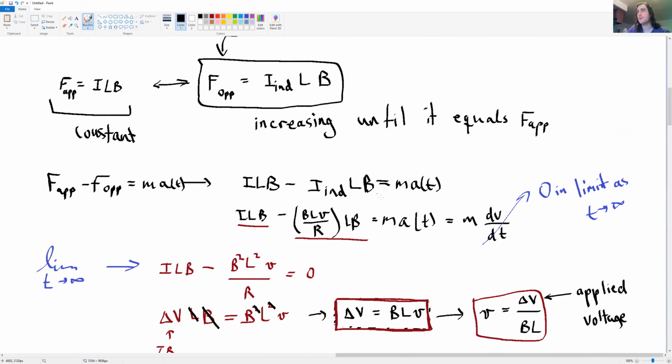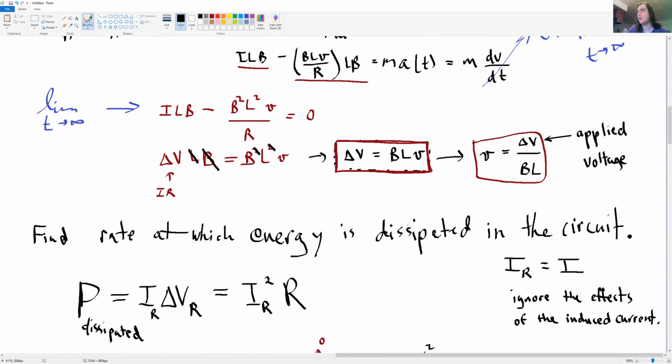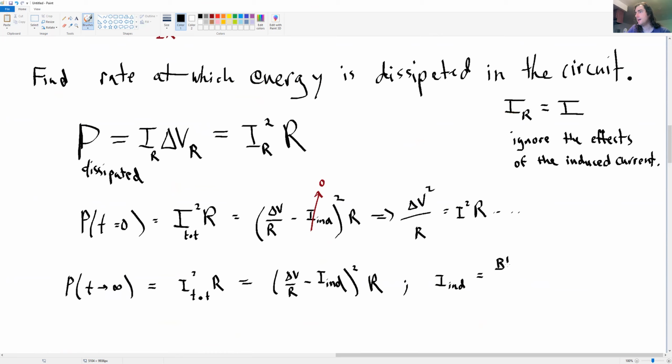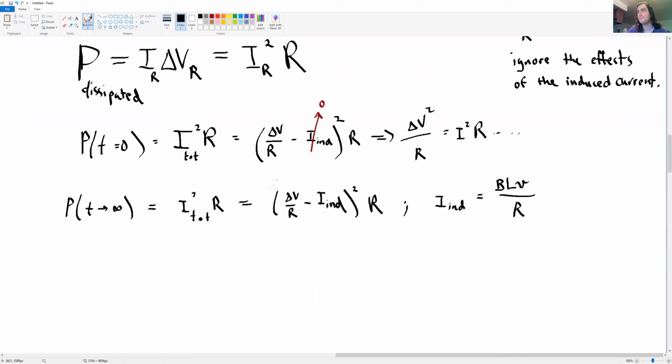where did we write it down first? I induced is going to be BLV over R. But in the t goes to infinity limit, delta V is also going to be BLV. So delta V will tend to BLV in the limit as t goes to infinity. And so what you ultimately end up with is 0 for the power dissipated by the resistor in the limit as t goes to infinity.